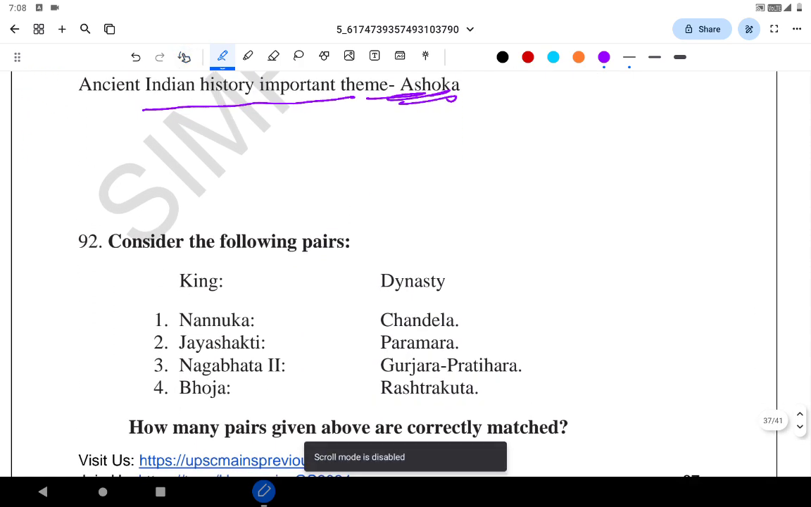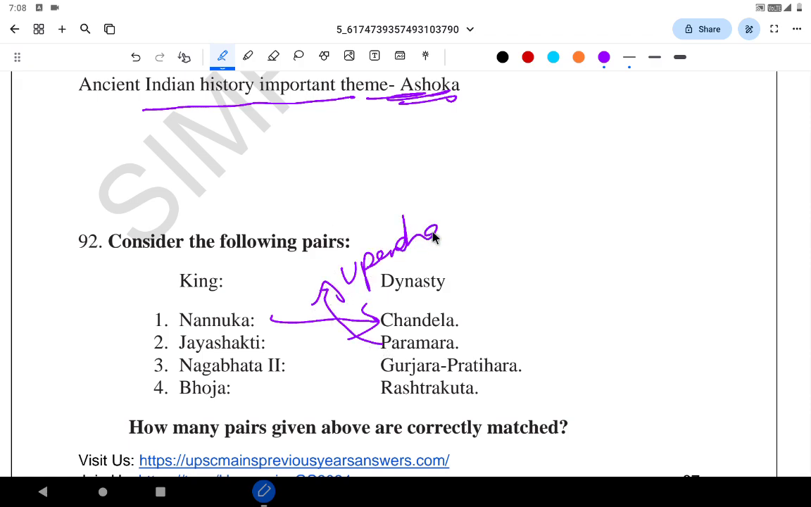Next question. Nannuka founded which particular dynasty? Nannuka founded Chandelas, correct. Paramaras. The Paramara dynasty was founded by Upendra, or he is also called Krishna Raja. So the second one is wrong. Gurjara Pratihara is Nagabhata. Rashtrakuta's Bhoja. Rashtrakuta is not Bhoja, it is by Dantidurga.